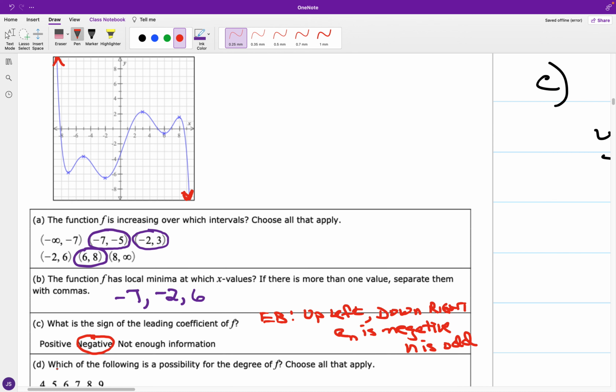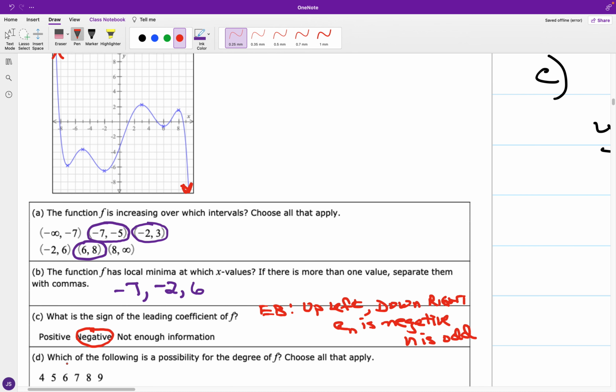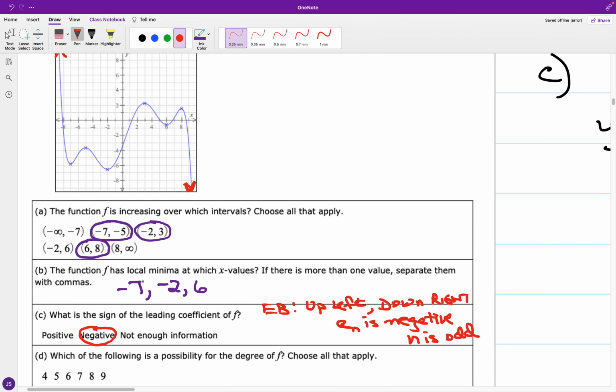Okay, and now for the possible degrees of f, again, this goes back to our topic of turning points. This is going to be the combined total of local minima and maxima, or relative minima and maxima. So for your turning points, we have 1, 2, 3, 4, 5, and 6.